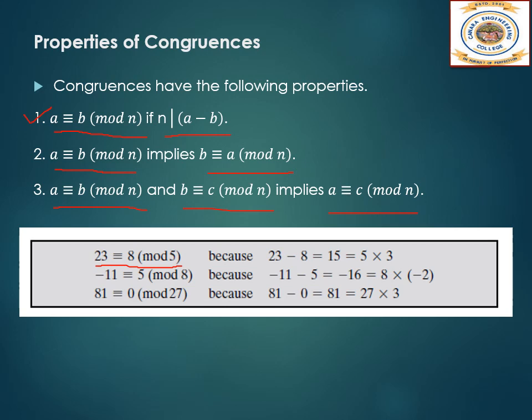So 5 should divide 23 minus 8. What is 23 minus 8? 23 minus 8 is 15. Okay. So 5 divides 15, right? What is the quotient? It is 3. So this satisfies the first property.